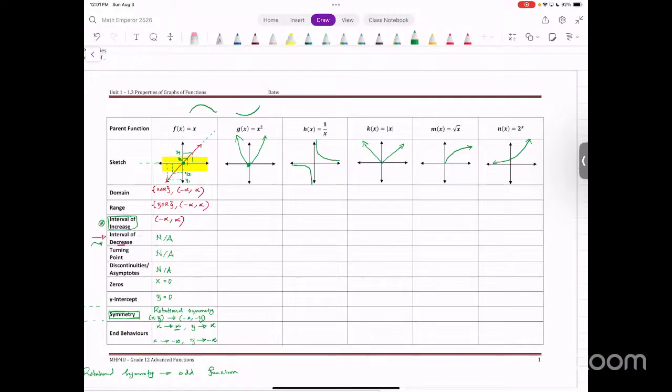Okay, so can you guys quickly do the g(x) is equal to x squared table? I want you guys to complete the g(x) is equal to x squared table. And let's see if you are able to write them correctly.